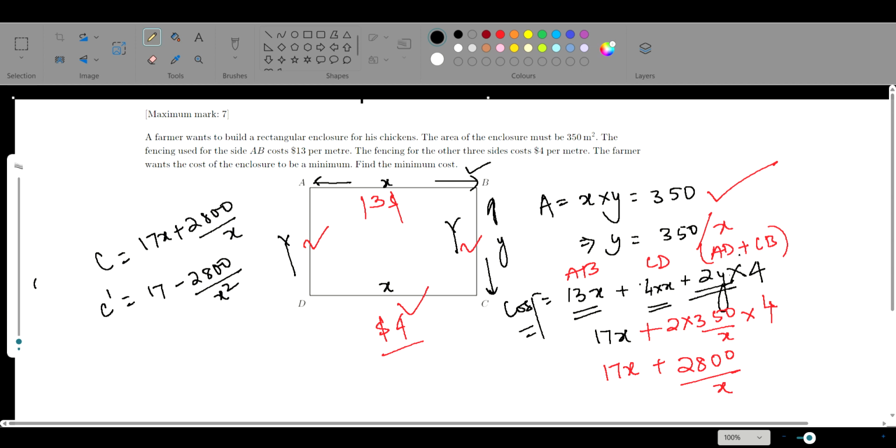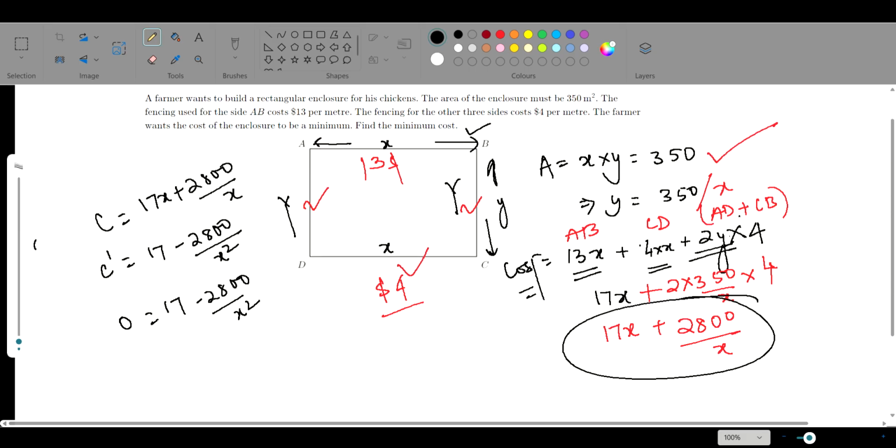Then we differentiate C and figure out the value of X which makes it the minimum. Or you can draw this graph, 17x plus 2800 upon x, to get the minimum. So I put 0 as x. You can't just do hit and trial here.